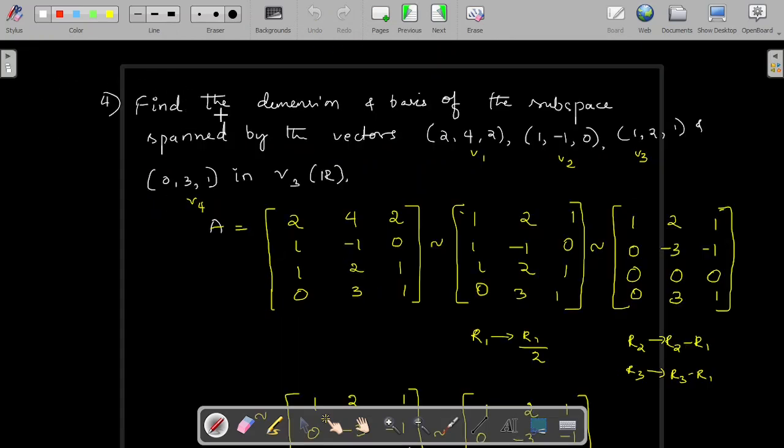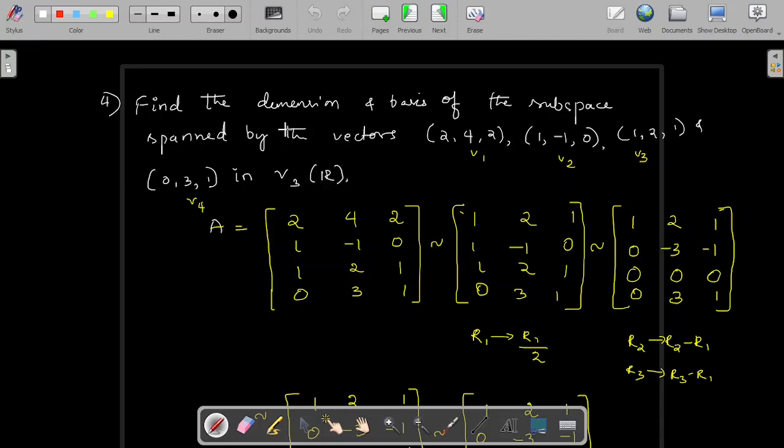Now, the next question is, find the dimension and basis of the subspace spanned by the vectors (2, 4, 2), (1, minus 1, 0), (1, 2, 1), and (0, 3, 1) in V3 of R. V3 of R is nothing but R cube, R cube over the field of reals.